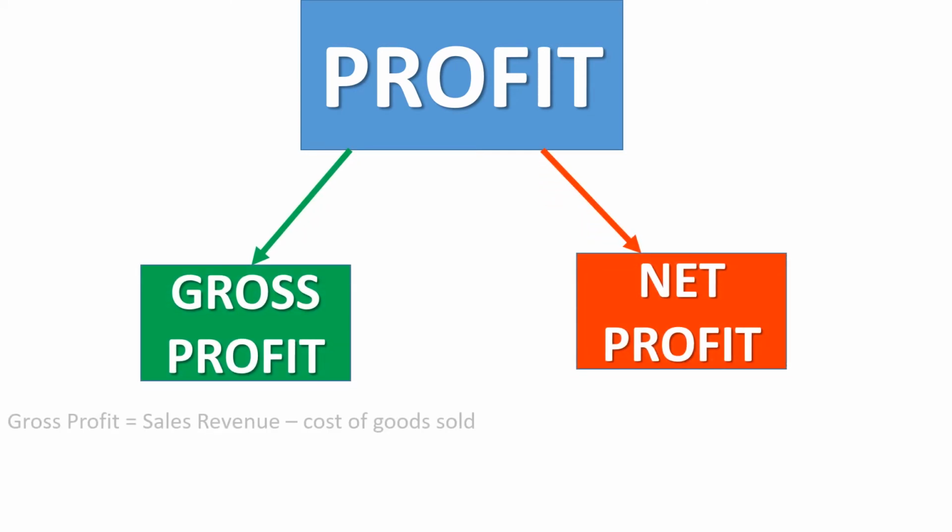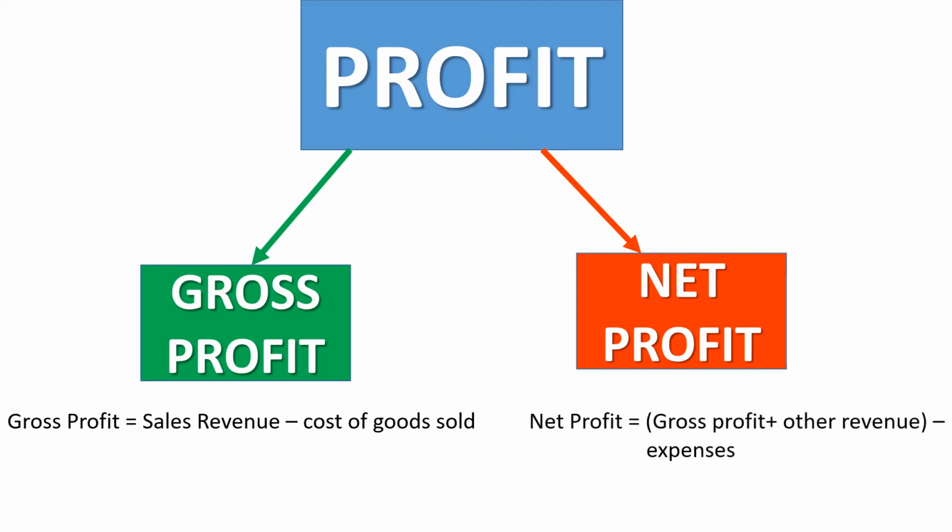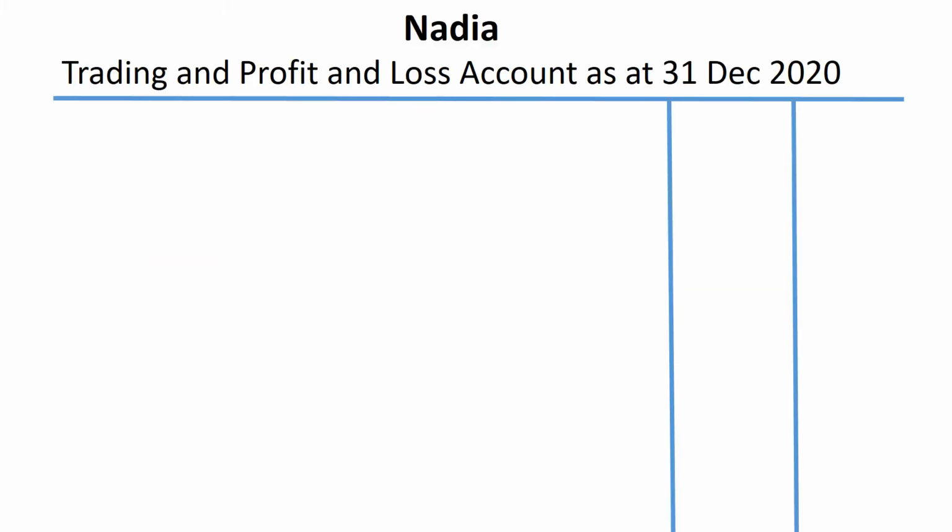Gross profit is the excess of sales revenue over the cost of goods sold. Net profit is the gross profit plus any other revenue that is not from sales minus expenses. The information that is used to draw up the income statement is taken from the trial balance. Here's what Nadia's income statement looks like at the end of the year.